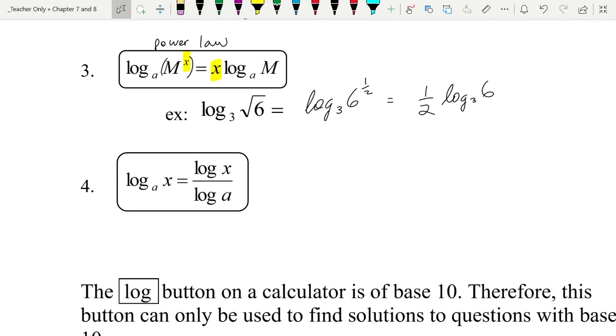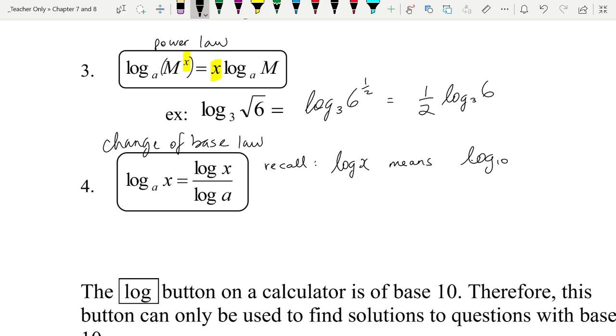You'd use what's called the change of base rule, or law. The change of base law says that, for example, if I have log to the base a of x, that's like saying log of x divided by log of a. And remember, when I don't put a base here, recall that log x means log to the base 10 of x. You don't have to write the 10, you know that it's there.